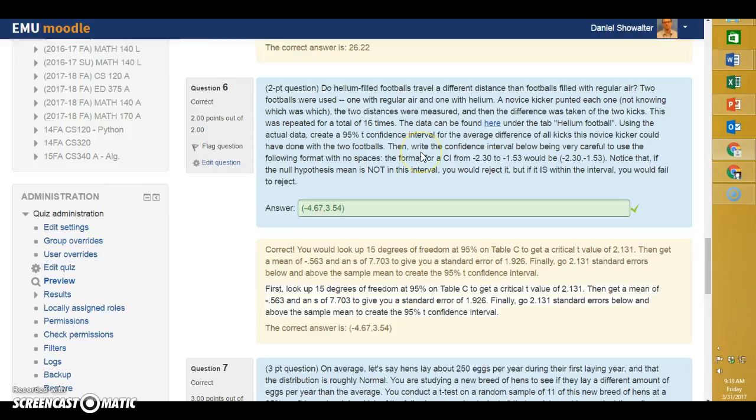To get the t star, and the sample size, by the way, would be 16. The t star is perhaps the trickiest. If you go to table C, going 95% confidence, 15 degrees of freedom, then you would find this 2.131 there.